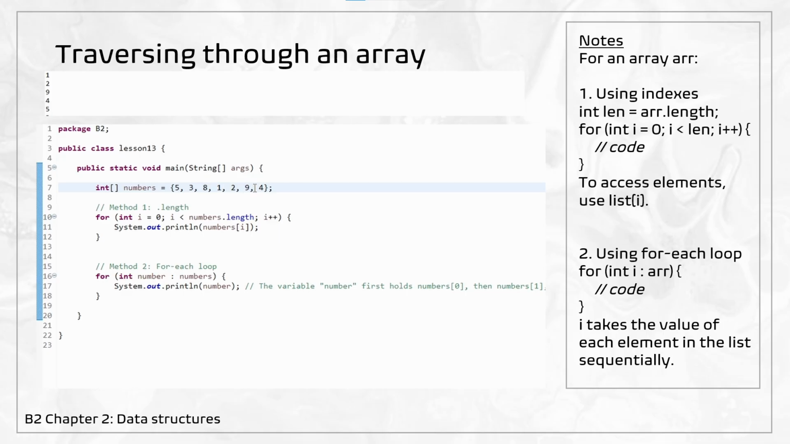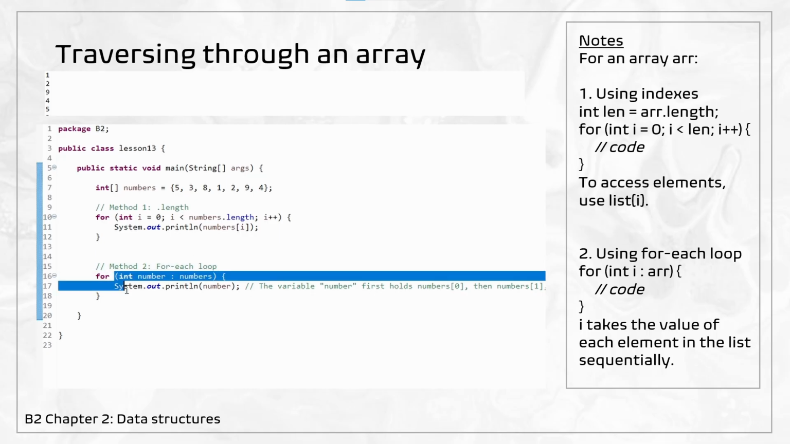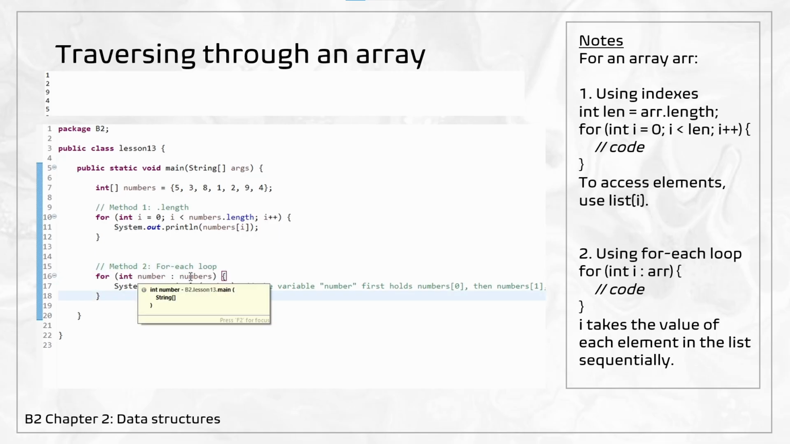There's also a nice trick to simplify this with for loops, called the for each loop. This code over here means repeat the loop for every element present in the array, and every element that it loops through is stored in the variable number. Then you can sequentially access the array's contents by using the variable number. So again, we've got 5, 3, 8, 1, 2, 9, 4 printed as well.